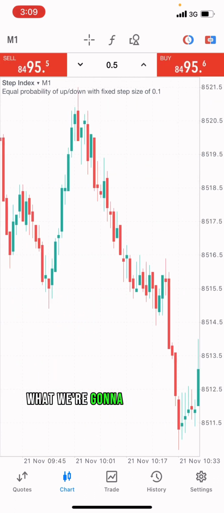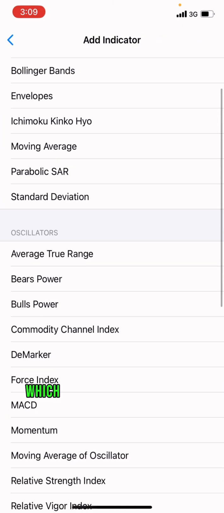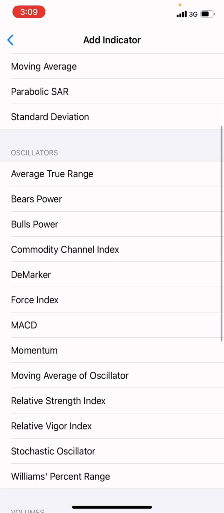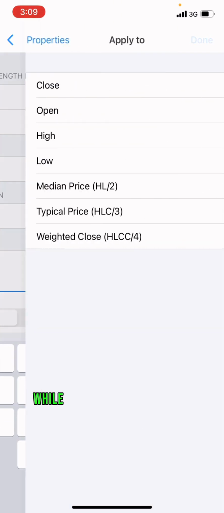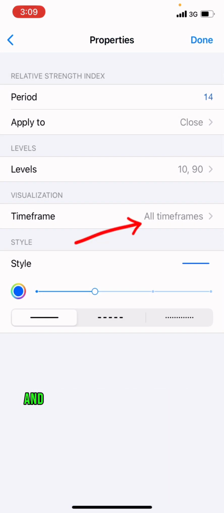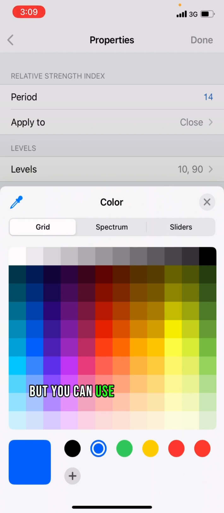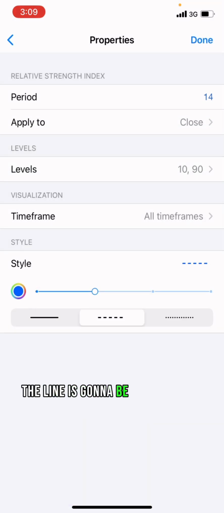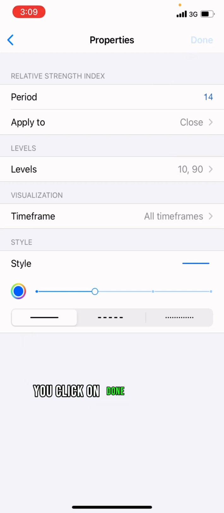Alright, so what we're going to do is go to the indicators section and select the RSI, which is the relative strength index. We're going to look for the relative strength index right here. We set it on period 14 while we apply it to close, and we put it on all time frames so that you can see the levels of the time. Then we put the style on 2 pixel, which is the second one right here, and the color is going to be blue, but you can use any color of your choice. The line is going to be the first one, which is the straight line pattern. Okay, you click on done right here.